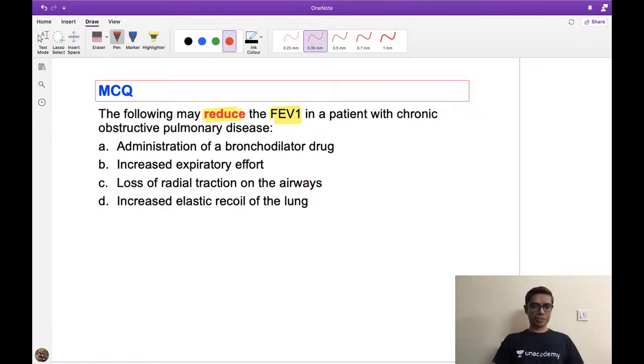So this is an easy question. So in an emphysema patient, which of the following will cause an increase in FEV1? Oh, sorry, a reduction in FEV1. Which of the following will reduce FEV1, right?